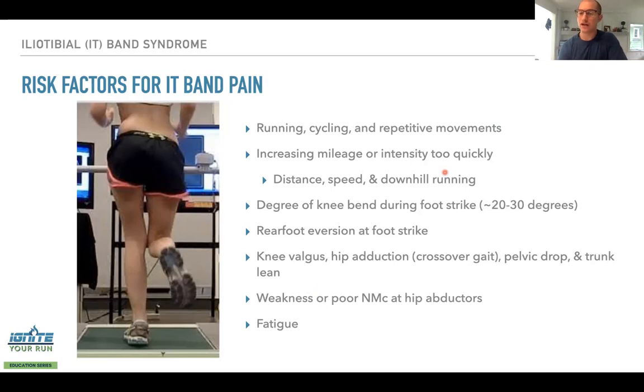Rear foot eversion at foot strike, those are the people that, as you strike the ground, are in more of an everted or pronated position, right? We're not afraid of pronation, but are we overpronating?